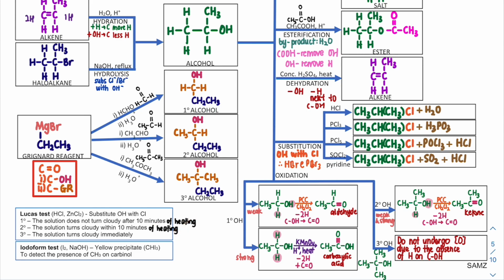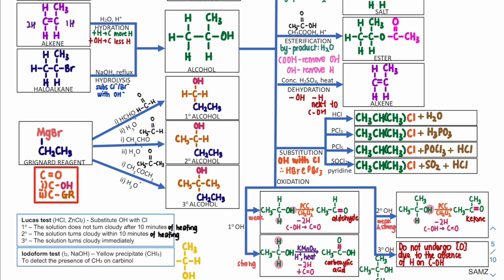Last but not least is the iodoform test. For the iodoform test, the reagent is iodine and sodium hydroxide. What will happen is that it forms a yellow precipitate, which is CHI3. This is to detect the presence of a methyl on a carbinol carbon. Please draw: what is the structure that can undergo the iodoform test? To form the yellow precipitate, the carbon must have a CH3.